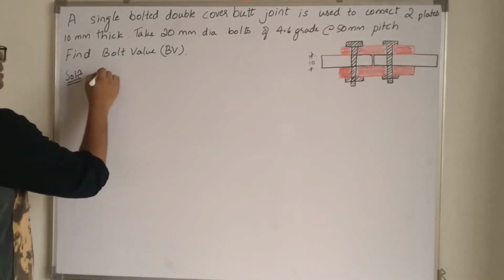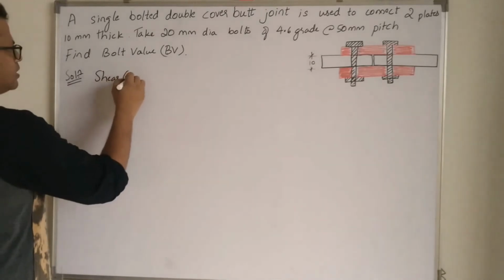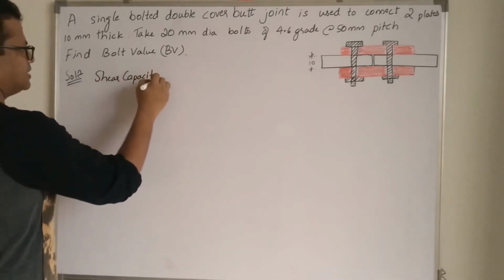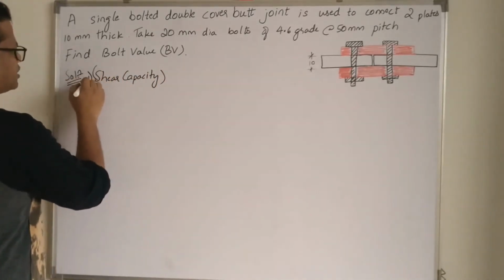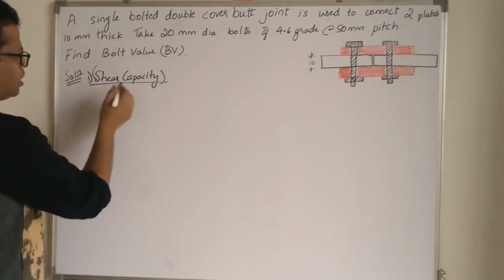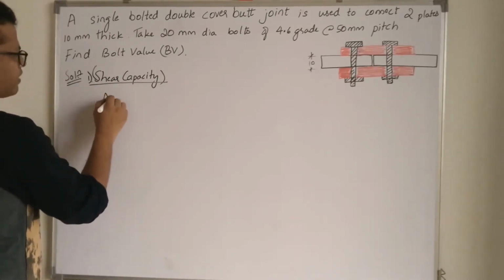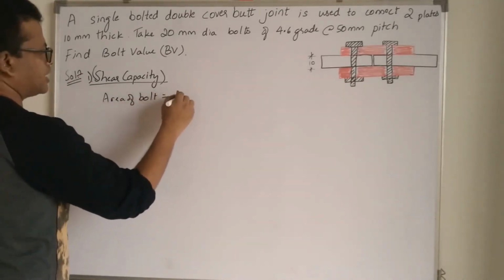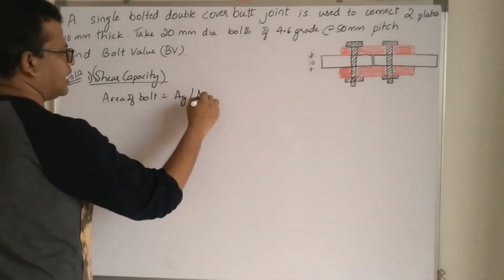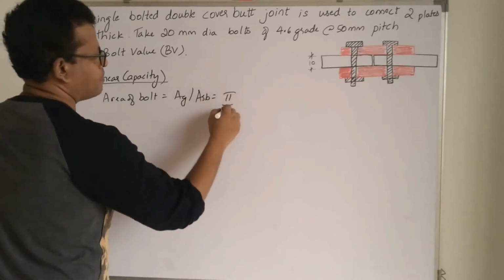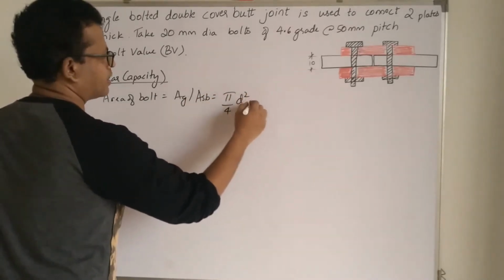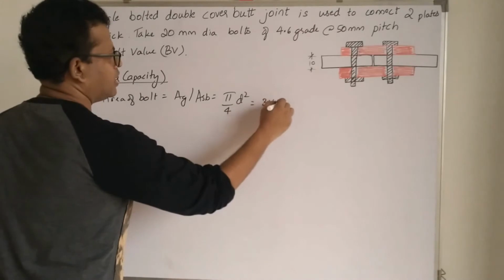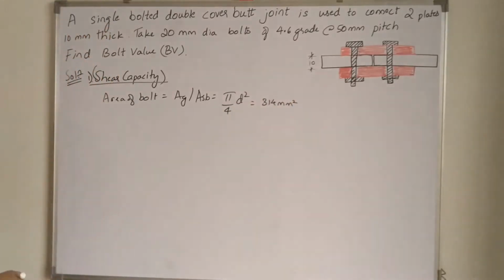So for shear capacity, let me write shear capacity. This is the first thing which we are going to do. What are we going to find? We are going to find the area of bolt. Area of bolt AG or ASB, which is pi by 4 d square, which is 314 mm square. We have already calculated it, so I have directly written.